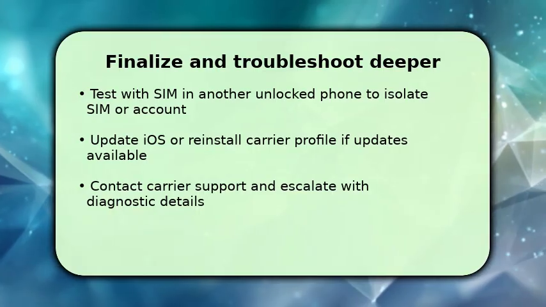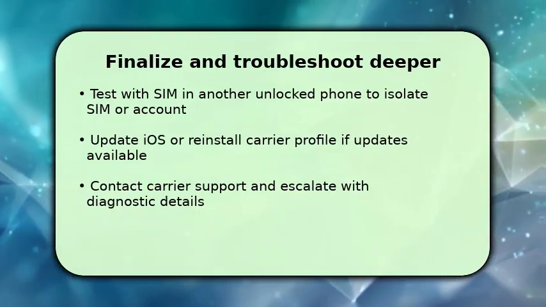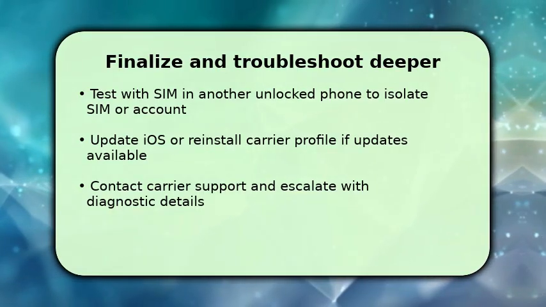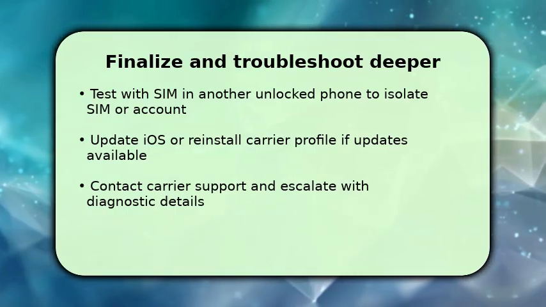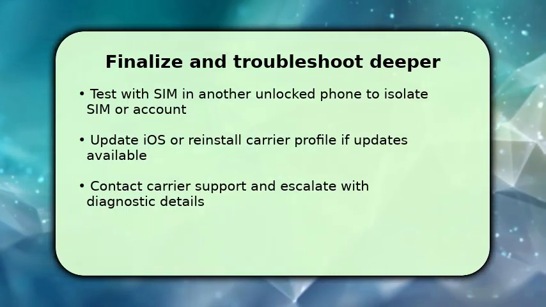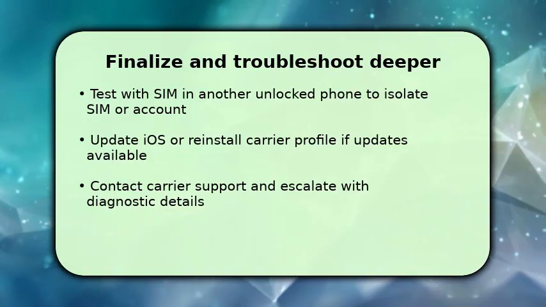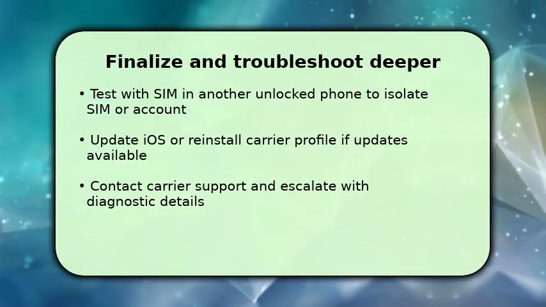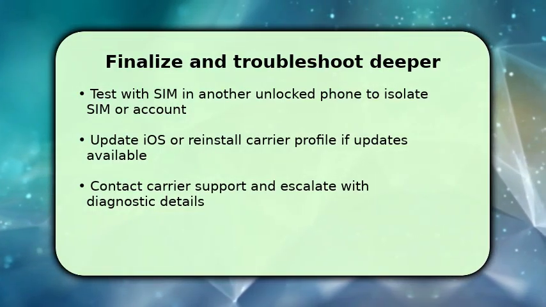To finish, verify whether the issue is SIM or phone by testing your SIM in another unlocked device. If data works there, the phone needs service. Update iOS and reinstall any carrier profile to fix software-level bugs. If the problem persists, back up and try a factory restore as a last software step.